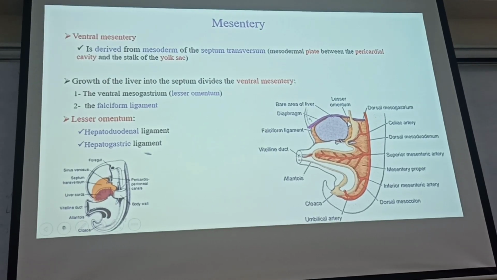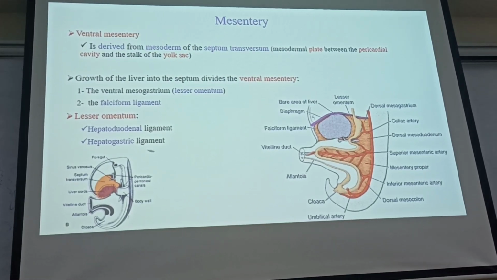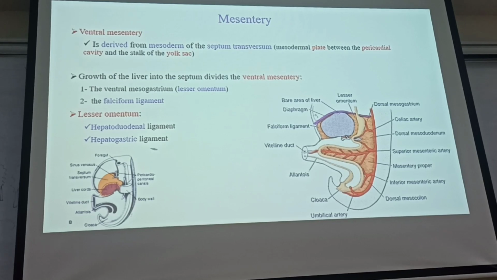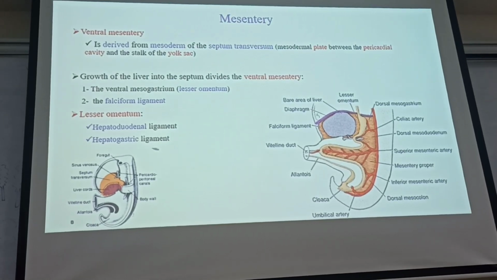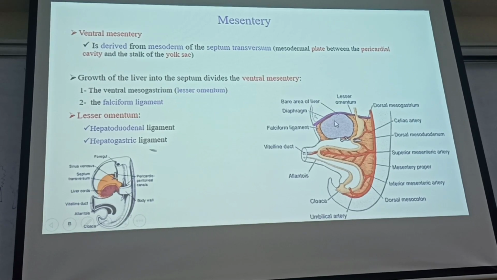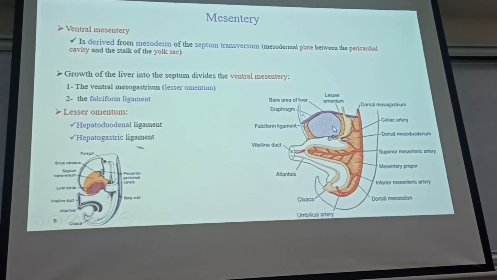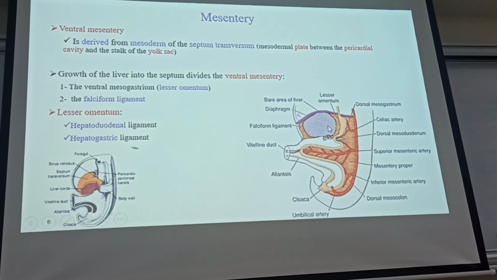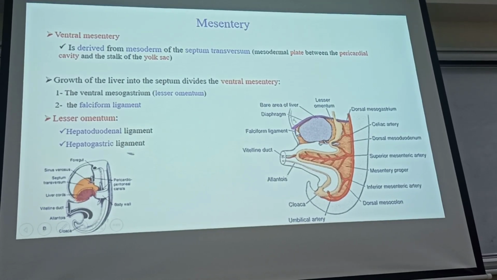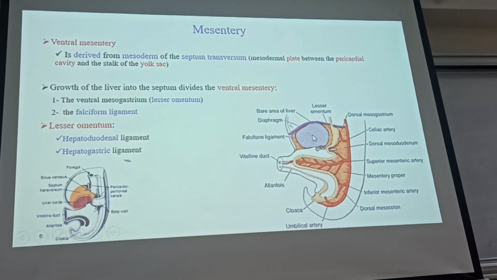At the first step, there is an intact ventral mesentery. But in the next step, the liver bud grows inside the ventral mesentery. This is the liver bud. Okay, the liver bud starts to grow inside the ventral mesentery. So, in this way, ventral mesentery divides into two parts.